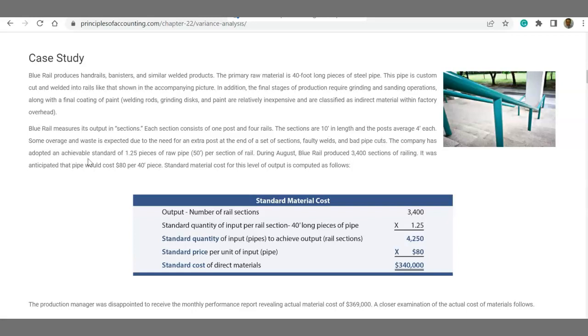The company has adopted an achievable standard. Write it down. 1.25 pieces of raw pipe, which is like 50 feet, per section of rail. So 1.25 pieces of raw pipe, which ends up to be 50 feet, per section of rail. Okay, during August, Blue Rail produced 3,400 sections of railing. Every section needs 1.25 pieces of raw material, which is about 50 feet. Remember, the material is 40 foot long, so you need more than 40 foot. So you need 50 feet, which is 1.25.